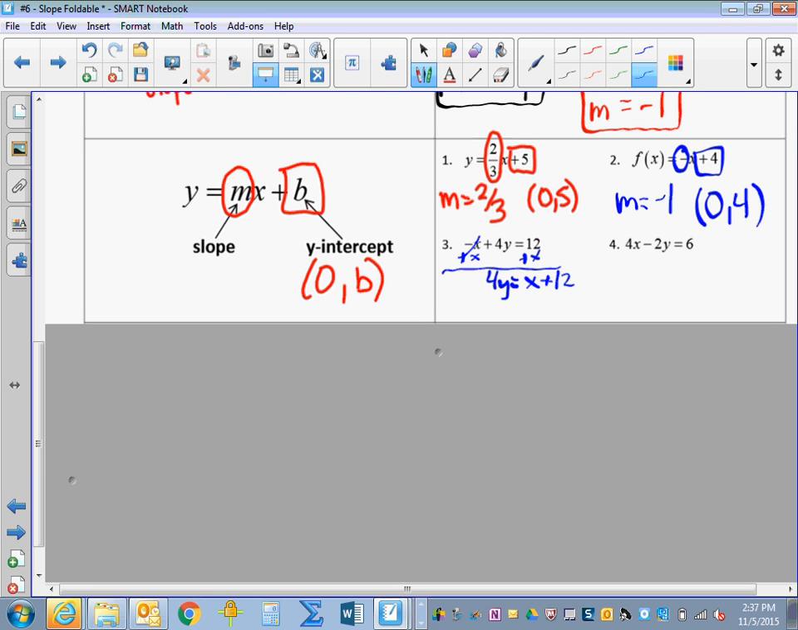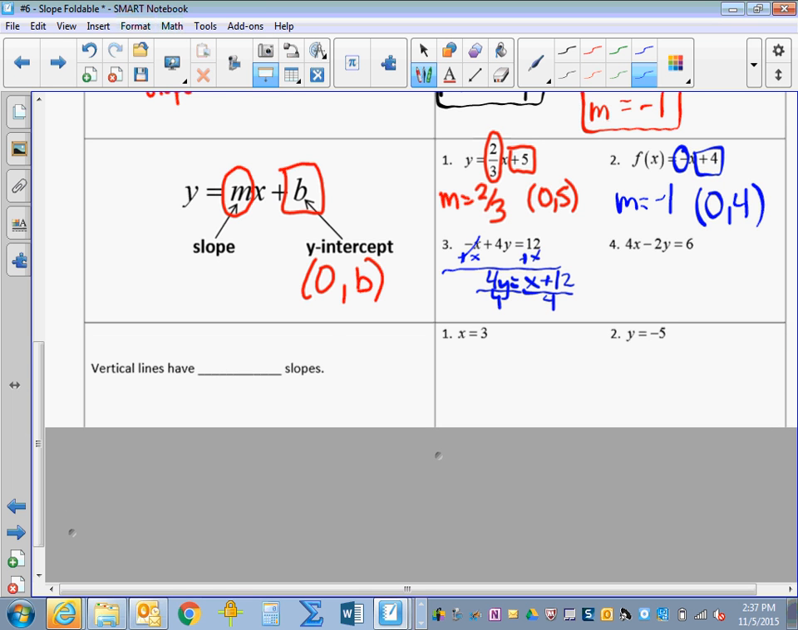Okay, we need to get y by itself. What's my last step? Divide by 4. Alright, we have to do I heart division. Oh, I did that wrong. 4 divided by 4 reduces down to just y. What about 1x divided by 4? What does that give me?